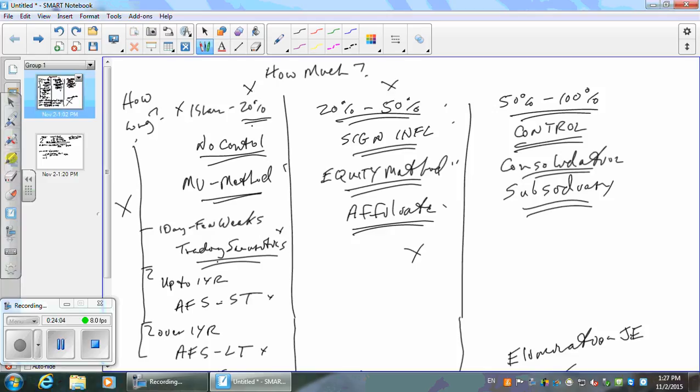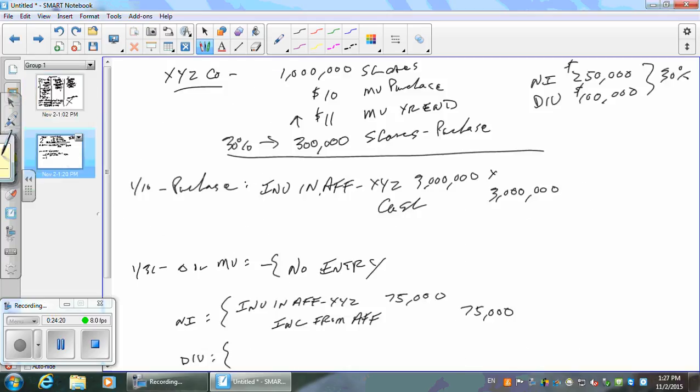Now you have to switch from one method of accounting to the other. It's a real pain. Or if you're in significant influence and you go on up into control, you have to switch to a consolidation. So it makes it more hairy. I won't do that kind of stuff, you guys, not at this point. Okay, but that's a good question.